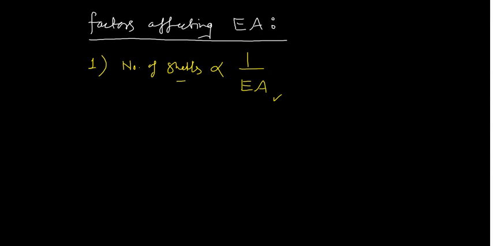So similarly, the second factor is the effective nuclear charge. Effective nuclear charge, of course, is directly proportional to the electron affinity. So higher the effective nuclear charge, that means this effective nuclear charge will readily attract the electron, and the electron would be accepted by that species, and it will release higher energy. That means your electron affinity would be high. This is something very, very important, which you should know.